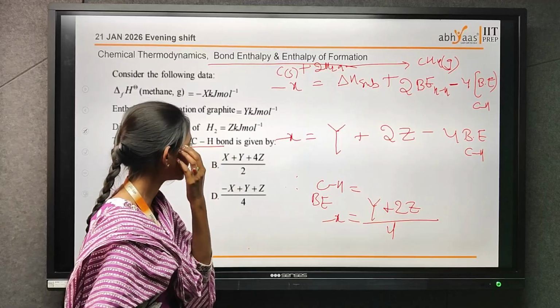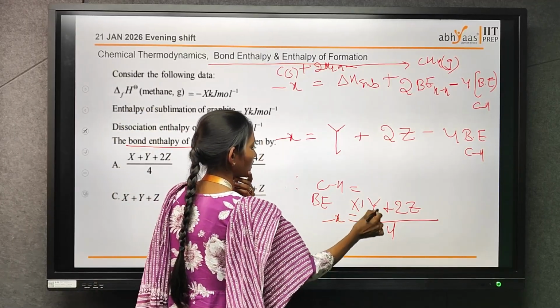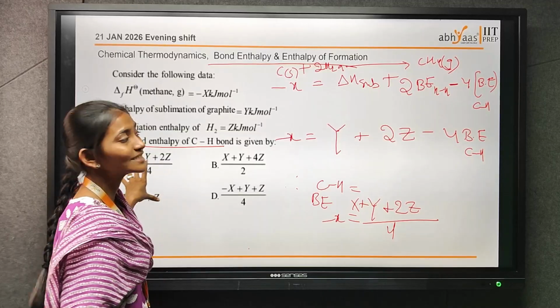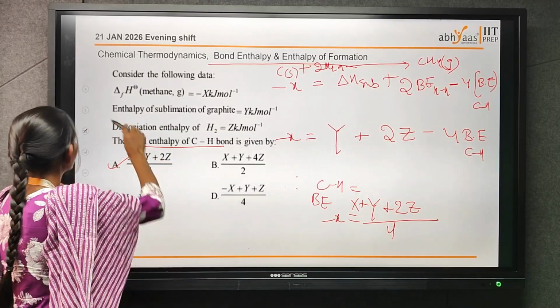Which means, what is the option here? What is the option here? A, right? So this is a tricky question, a moderate one.